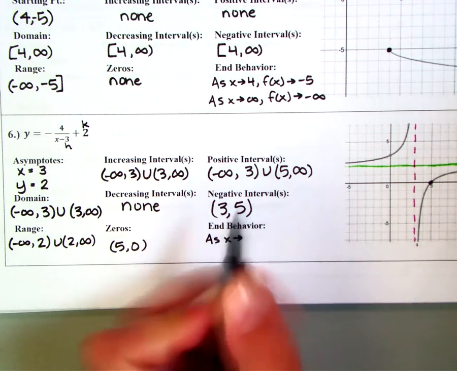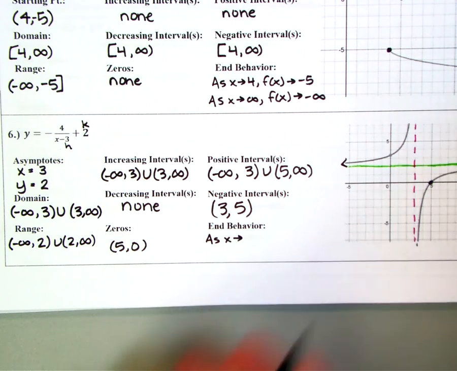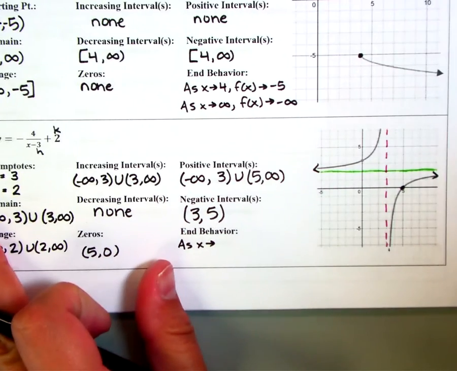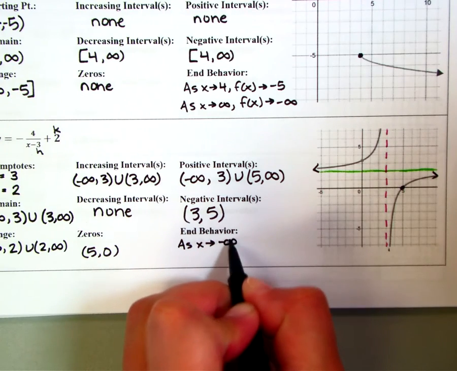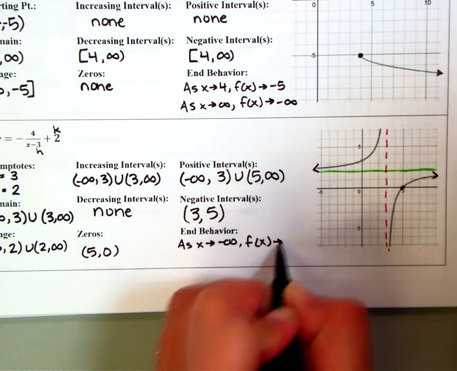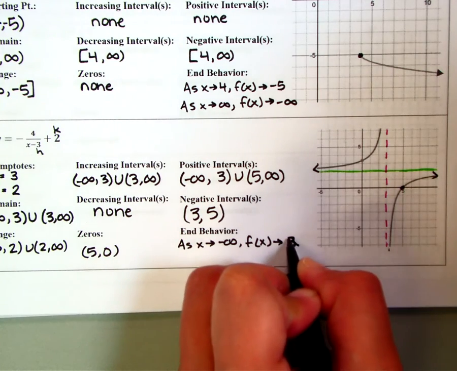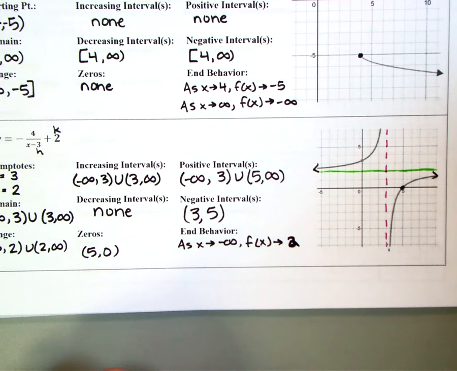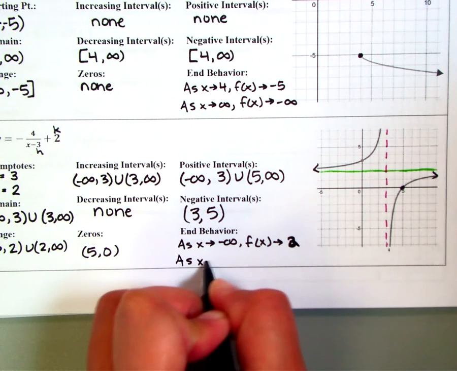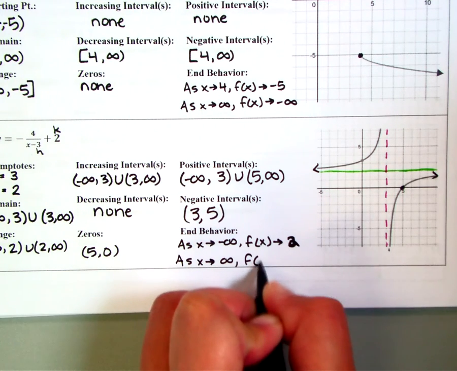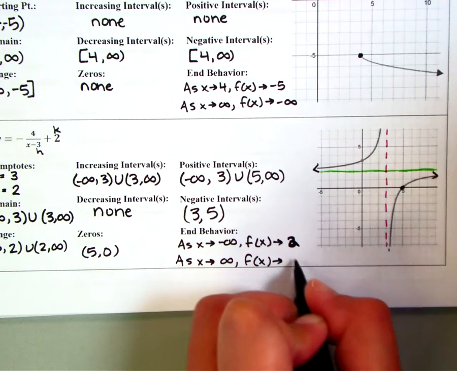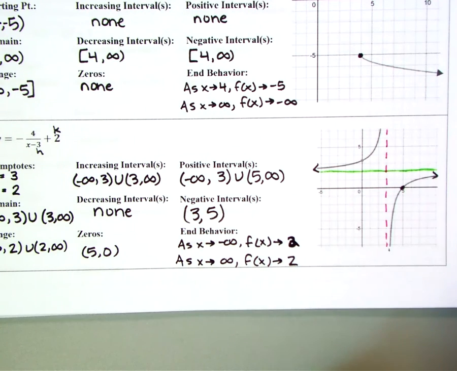End behavior, both ends of the function continue forever in the left direction and the right direction. So we're going to say as x approaches negative infinity, f of x approaches that horizontal asymptote. It approaches 2. And then as x approaches positive infinity, f of x approaches 2 on the other side, that horizontal asymptote.